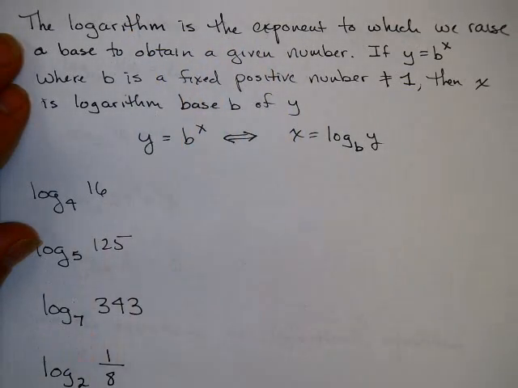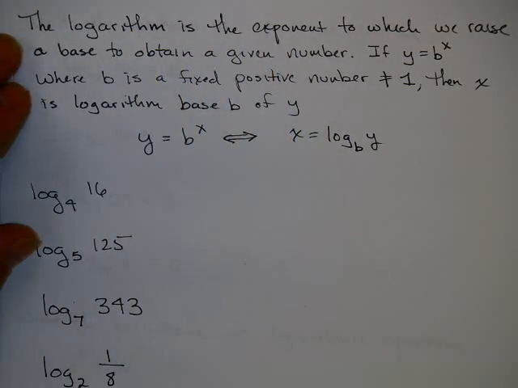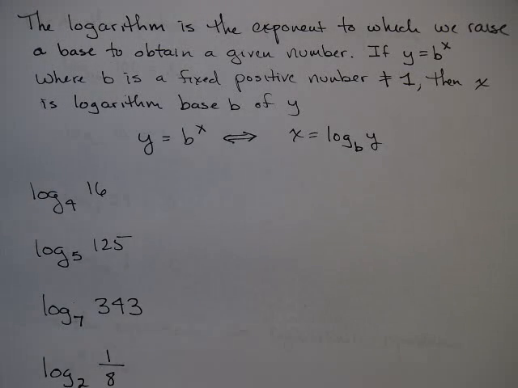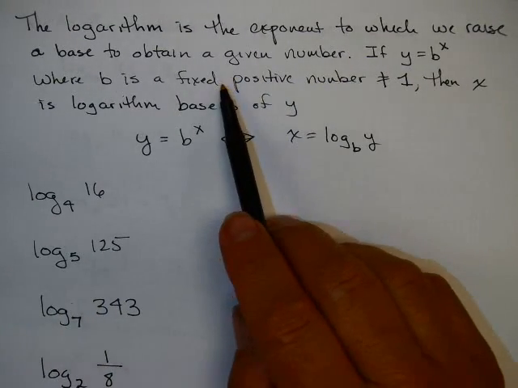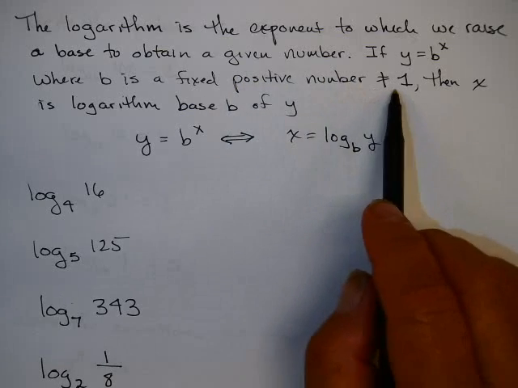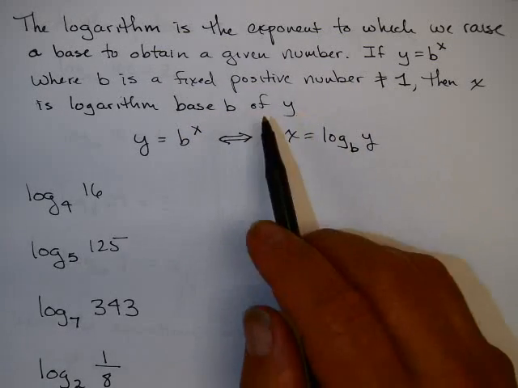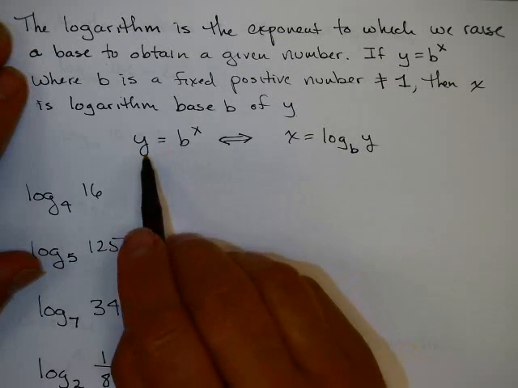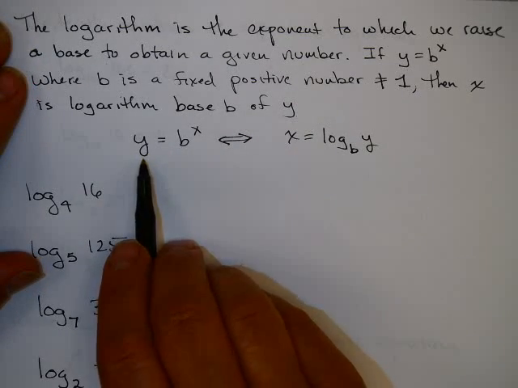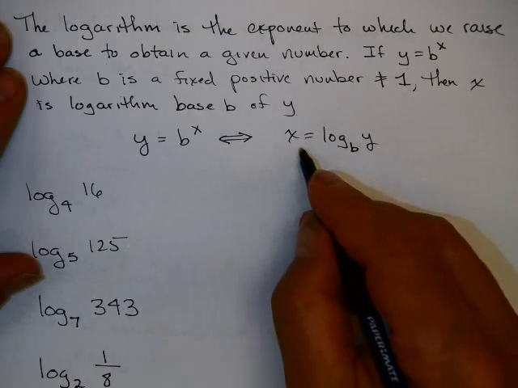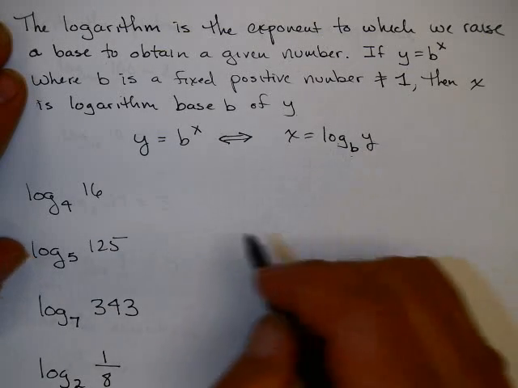The logarithm is the exponent to which we raise a base to obtain a given number. If y equals b to the x, where b is a fixed positive number not equal to 1, then x is the logarithm base b of y. So we say that these two statements are equivalent: y equals b to the x is equivalent to x equals log base b of y.